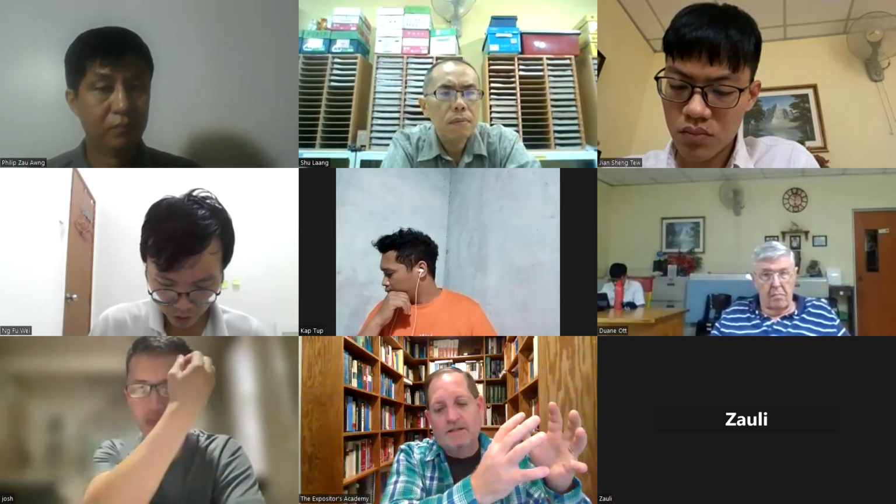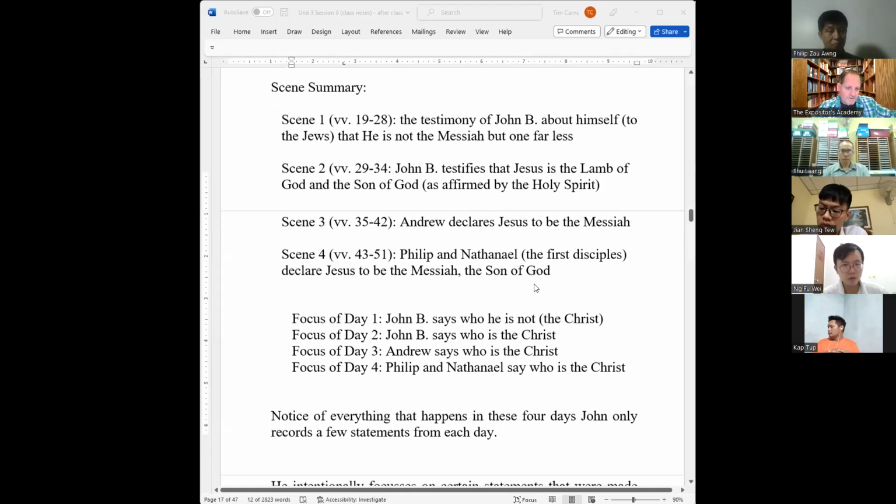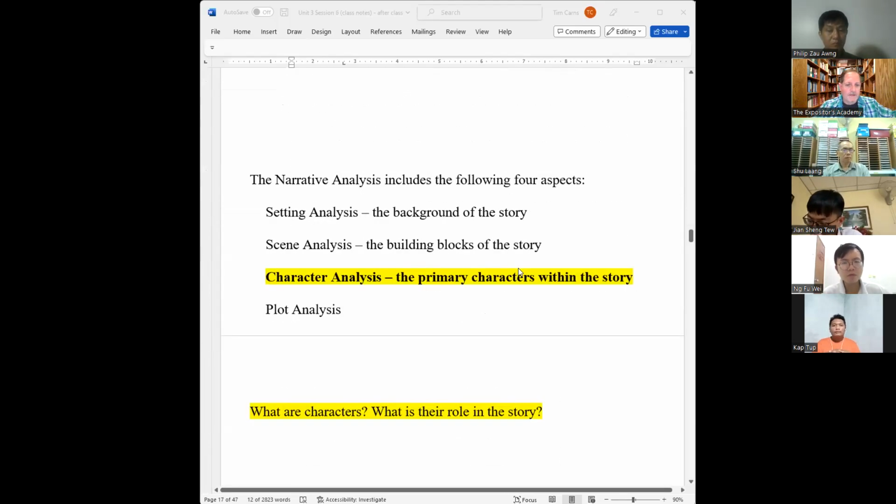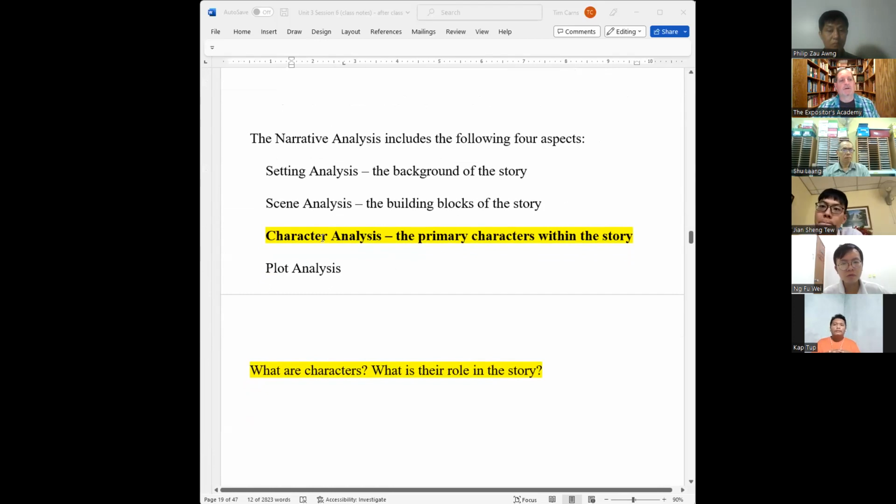Because remember, the scenes are like a paragraph in an epistle, right? Each scene presents events or dialogue, things that have happened, and each scene describes those particular things, and then all together, the scenes connect to form the story, which has a point overall. And so when we get to the plot, we'll come back to this story and look at how that happens, okay? But what I'd like to do, in the time remaining, is turn our attention to the third element or aspect of narrative analysis, which is the characters.